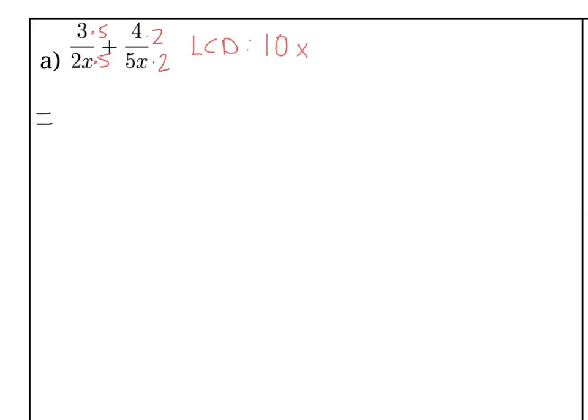So in the numerator, I've got 3 times 5, which is 15, all over 2 times x times 5, which is the same thing as 2 times 5 times x, which is 10x. Then plus, I have 4 times 2, which is 8, all over 5 times x times 2, which is 5 times 2 times x as well, so it's 10x. And now our denominators match. So I can add the numerators, so I'll be left with 23 all over 10x. And if I take a look at these numbers, there's no common factor of 23 and 10, so it can't be reduced, and we're done.